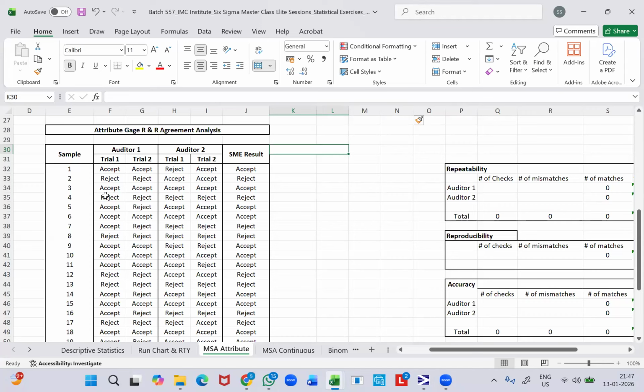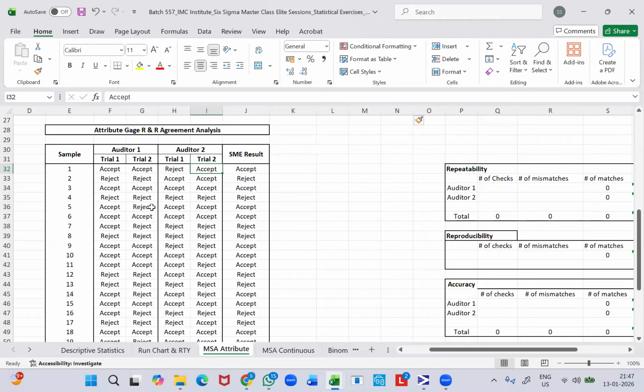So this is nothing but the consistency of the results provided by an auditor for multiple trials for a particular sample. So auditor 1 has given the trial 1 result as accept for sample 1, and the trial 2 result also as accept for sample 1. So it means auditor 1 scores on repeatability as far as sample 1 is concerned. But then if you look at auditor 2, for trial 1 for sample 1, he says reject, whereas for trial 2 for sample 1, he says accept. So there is a mismatch in the trial results provided by auditor 2. So this would actually constitute repeatability mismatch or repeatability variation.